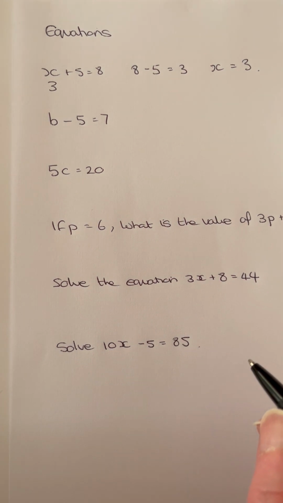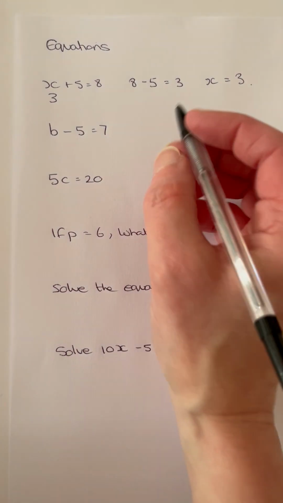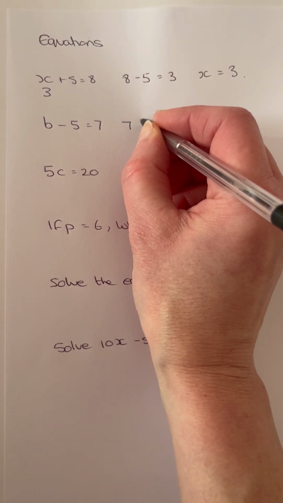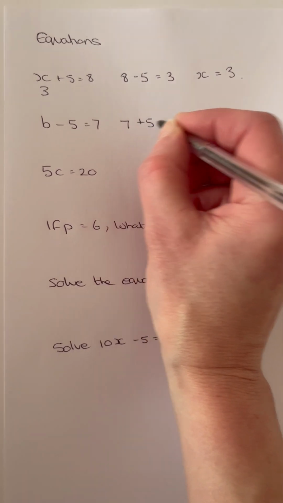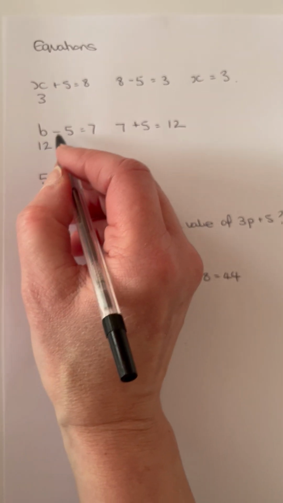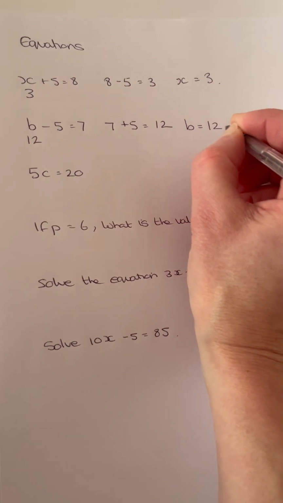So our next equation is b minus 5 equals 7. So we start with 7 and we do the opposite to add the 5 back on, which is 12. So b is 12. 12 minus 5 is 7. So b is 12.